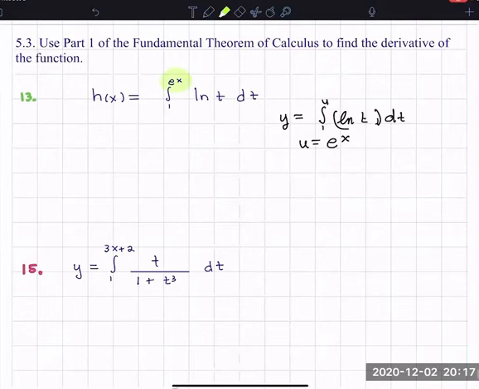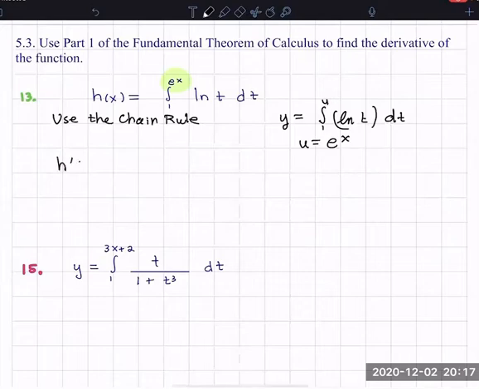And what I am trying to emphasize is that this is a composition of functions. So when I take the derivative, we use the chain rule. It's a composition of y equals the integral from 1 to u of ln t dt and the function u equals e to the x. So when I find the derivative, I take the derivative of this integral function 1 to u.